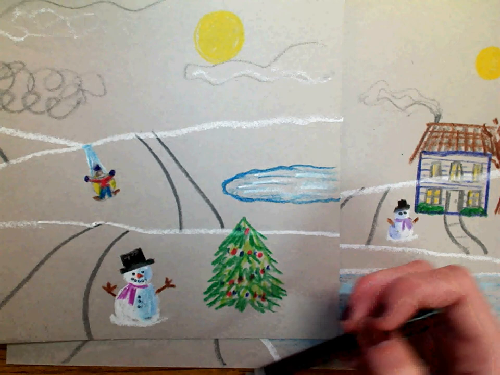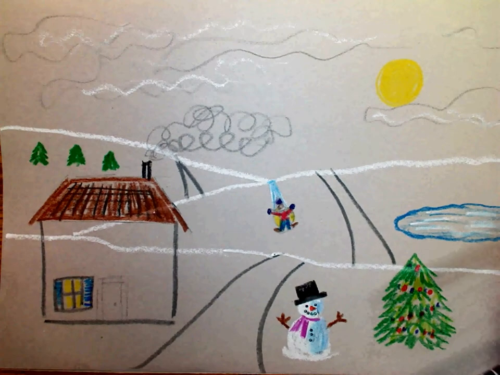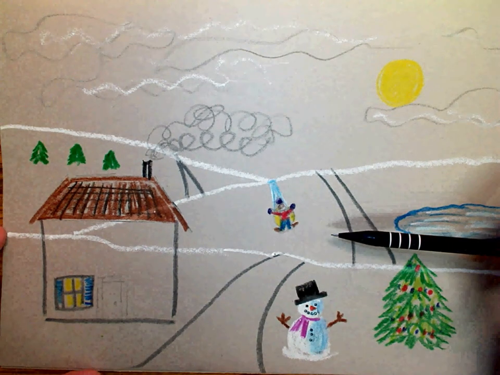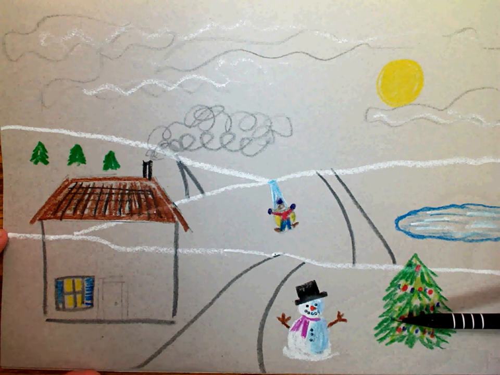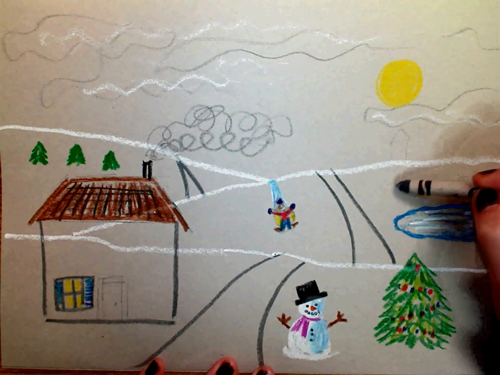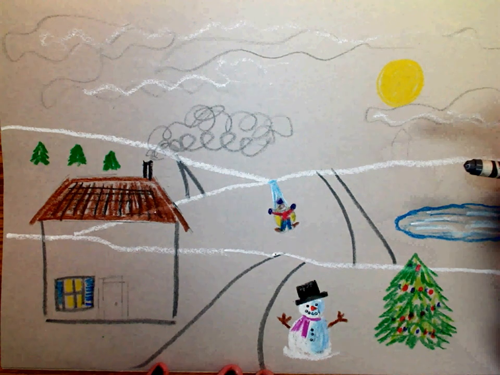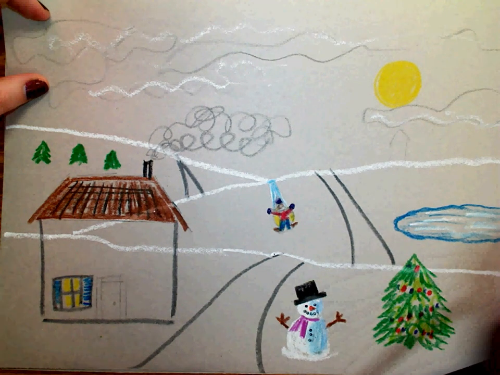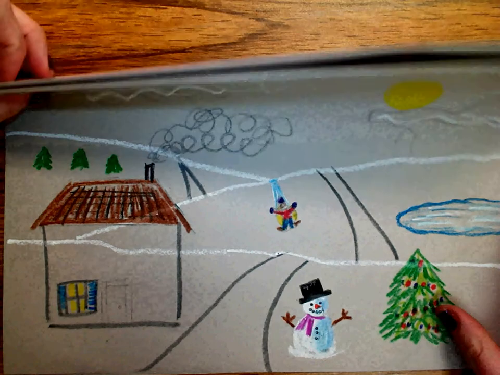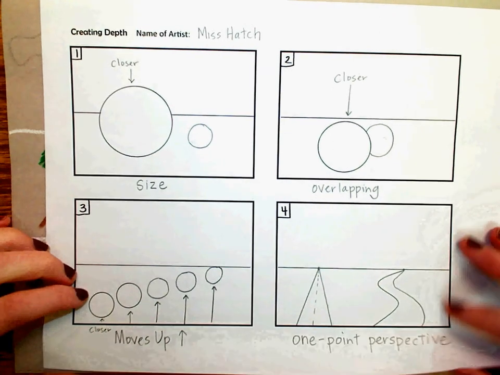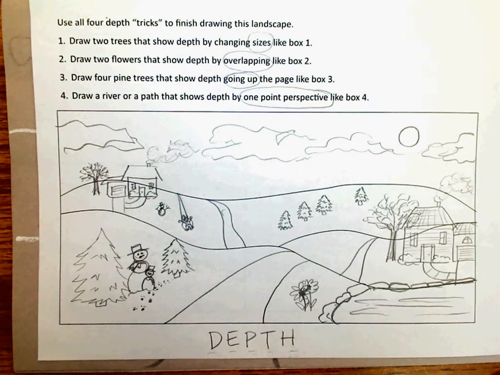So today I'd like you to get your lines drawn, put all of your details in the space. Do not draw them on top of your lines. Draw them inside. Add details. Only use your oil pastel for the snow. And remember our 4 rules. Size, overlapping, moves up, and 1-point perspective. Do it at school, try it at home, and make sure you show me. Have fun.